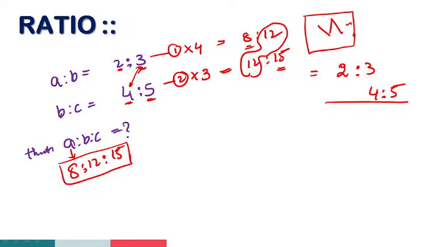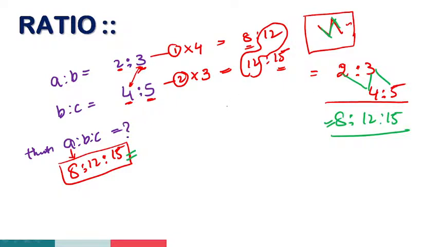What is the first line? Two 4s are 8. Next, the second line: 3 4s are 12. And the third line: 3 5s are 15. So the answer is 8 is to 12 is to 15. We'll get the same answer, guys.